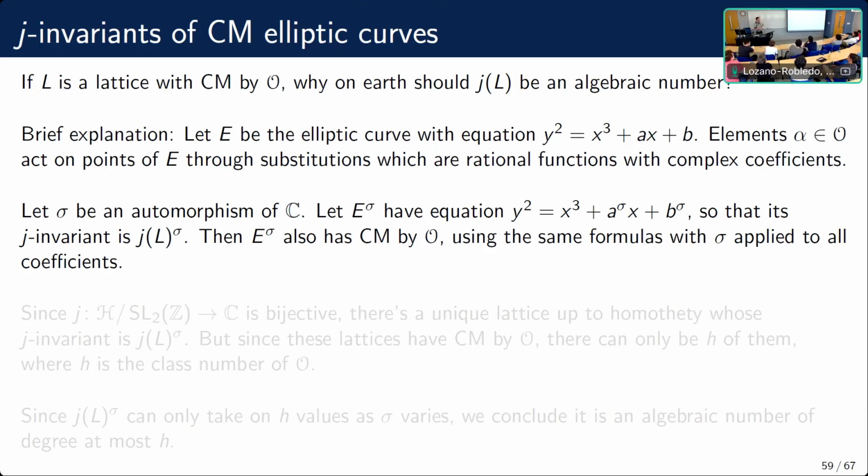And the J-invariant is going to be sigma applied to the J-invariant of the lattice, because the J-invariant of the lattice is the same as the J-invariant of E, and that's just some rational function of A and B. So then here's the thing.